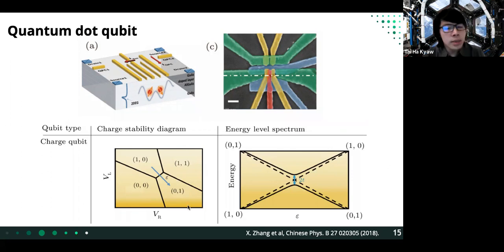And then you have a 0 1 state, so there's one qubit occupying the right quantum dot, and 1 0 will be like there's a spin in the left quantum dot, and so on and so forth. And then 1 1 will be where both of them are occupied. So if you plot the energy spectrum of this entire system, the energy spectrum is as follows, and that is where you see a two-level system here.